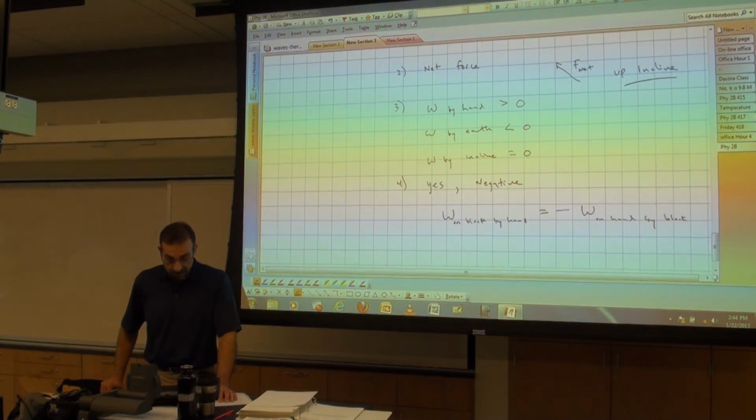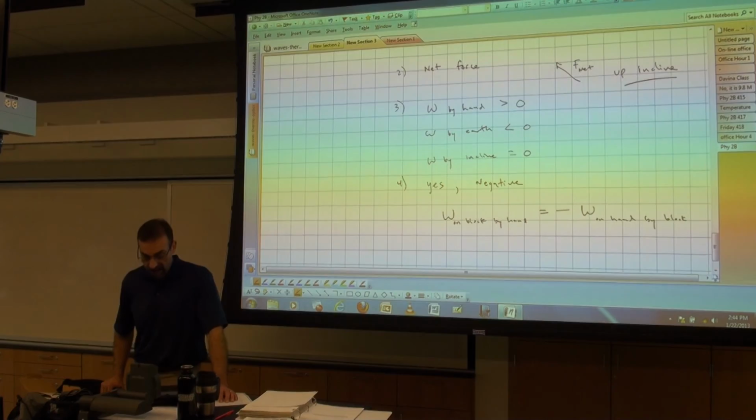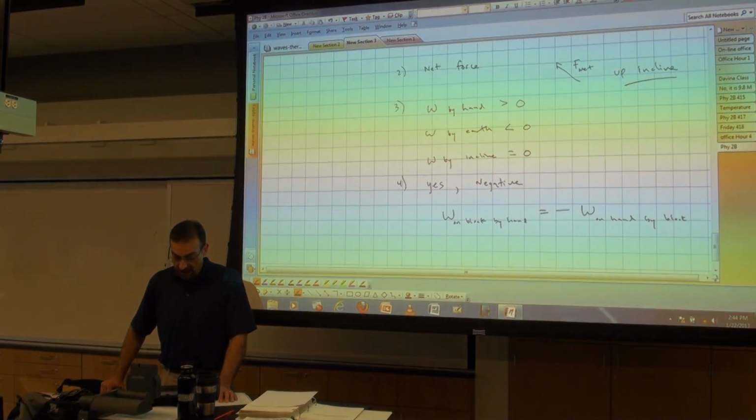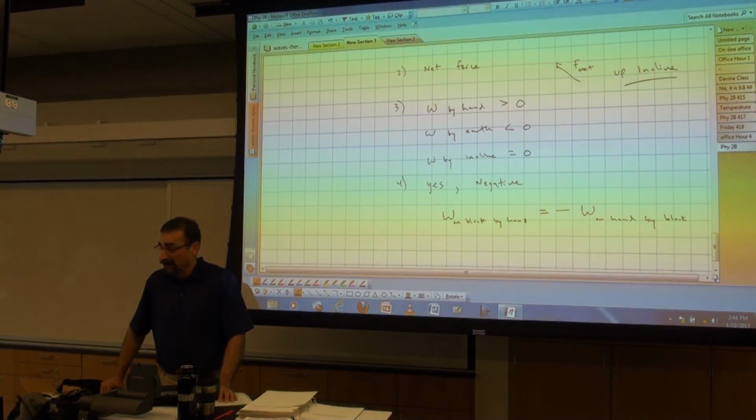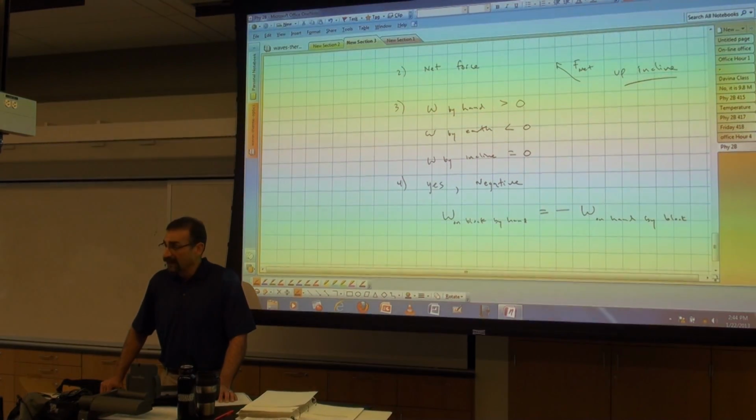So if we look at section 3, we said the work done by the hand was greater than 0, the work done by the earth was less than 0, the work done by the incline was equal to 0. How would this be consistent with us having net work being done on the box?